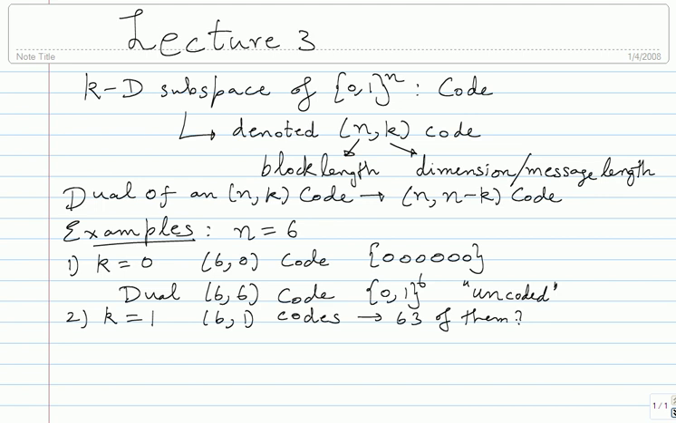Let's see a few examples. To specify a code, I'll write down a generator matrix, so that it's consistent with many of the notations. A few examples. I could take G to be, for instance, 100000. This will correspond to a code. What is the code?